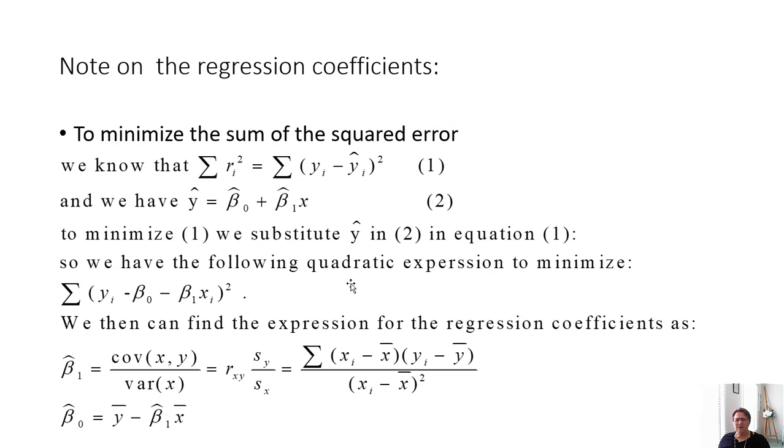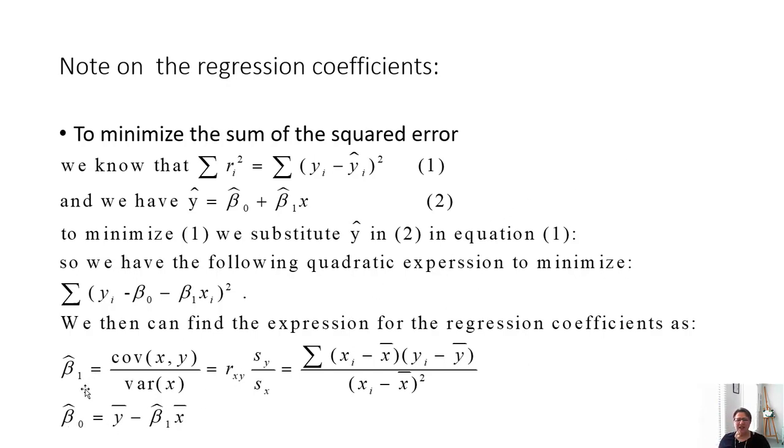Okay, so these are again some more information for you, that we say that to minimize the sum of the squared error, we have the sum of r_i squared, the sum of y_i minus y hat i squared, and y hat is equal to beta hat 0 plus beta hat 1 x. And here, to minimize this one, we substitute y hat into this equation. All right, so we have this quadratic expression, and then we can find the beta hat 1 and beta hat 0, but we are not going through that one.